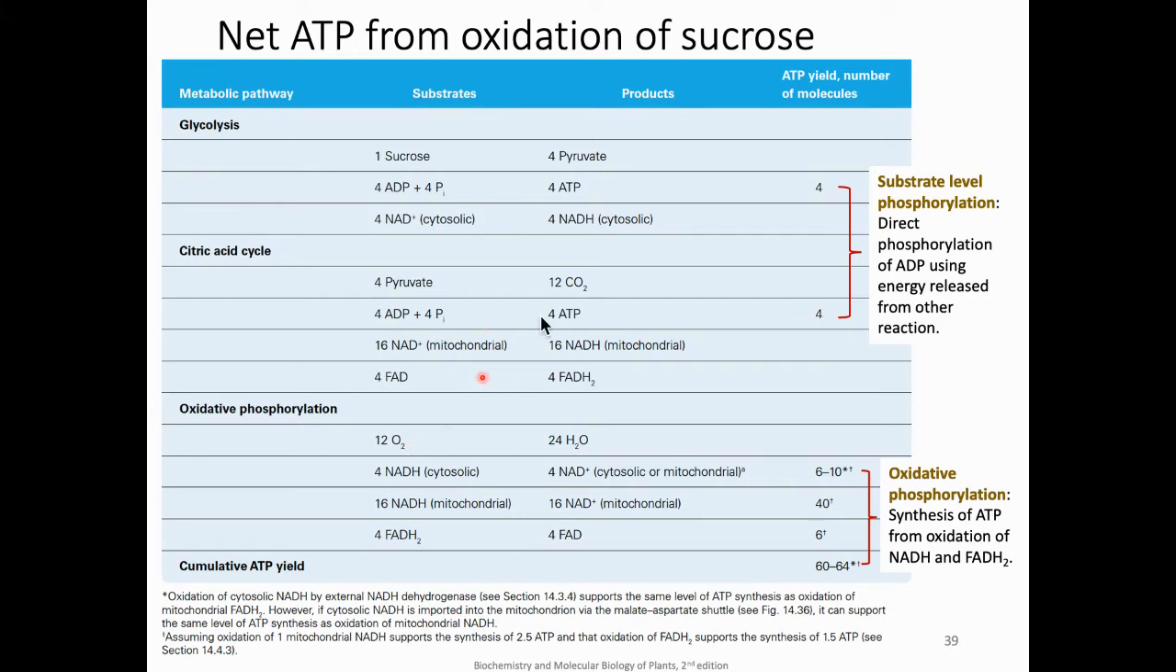And from NADH and FADH2, you get around 60 to 64 ATP in the oxidative phosphorylation. It is the synthesis of ATP from oxidation of NADH and FADH2. Alright, this is all about electron transport in the plant's mitochondria.